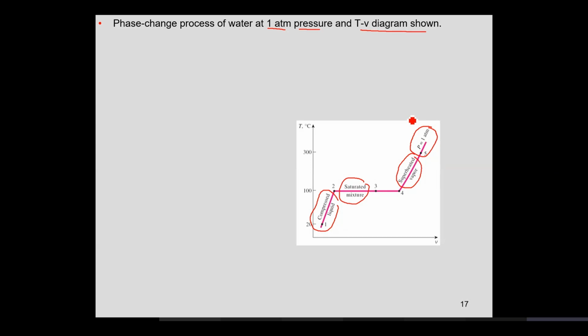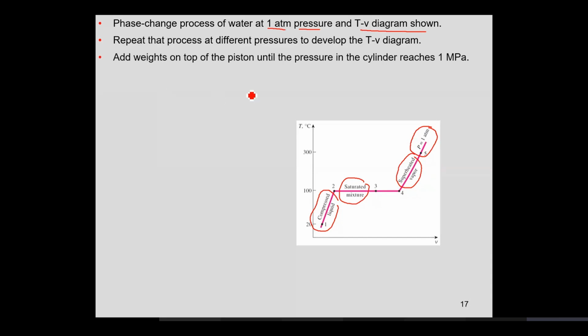We'll try to assess what would happen if we repeat the process at a different pressure. That would help us develop the complete TV diagram. Let's say we add weights on top of the piston that we had, until the pressure in the cylinder reaches 1 megapascal. So we'll try to develop the same diagram at 1 megapascal. At 1 megapascal, do you expect the specific volume to be more or less as compared to that at state 1?